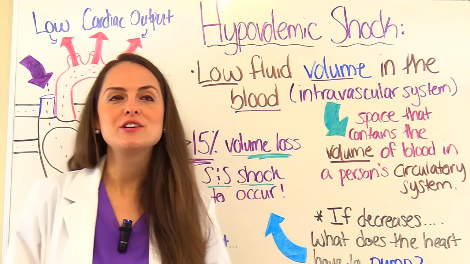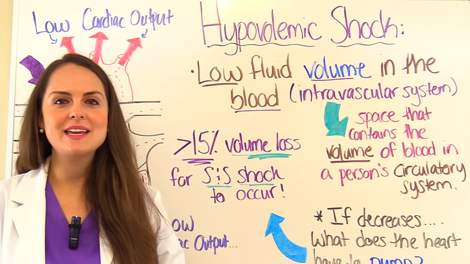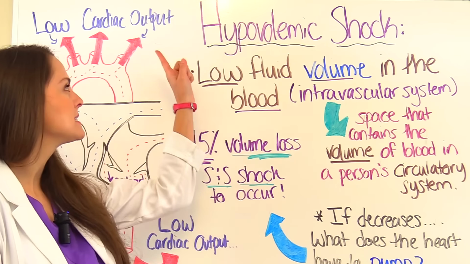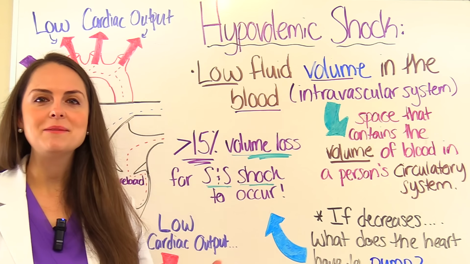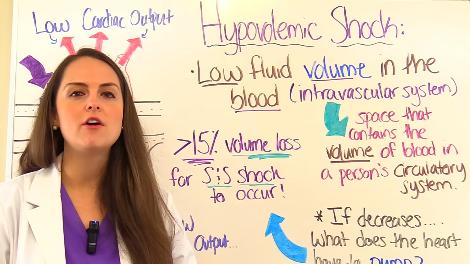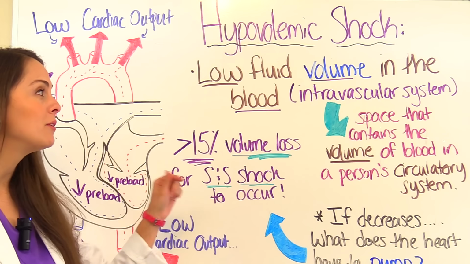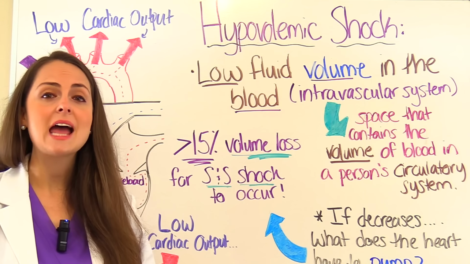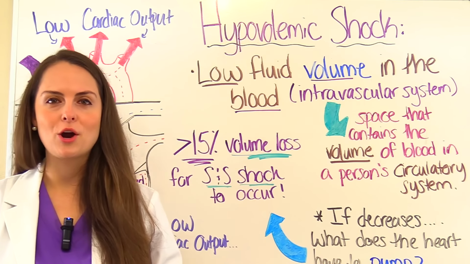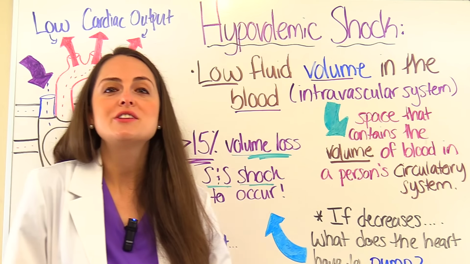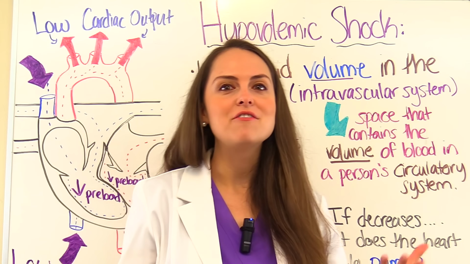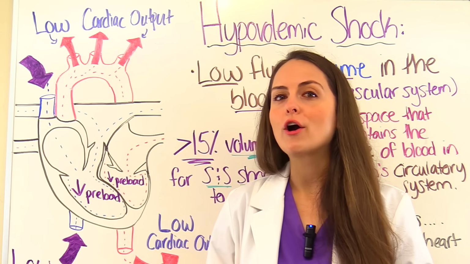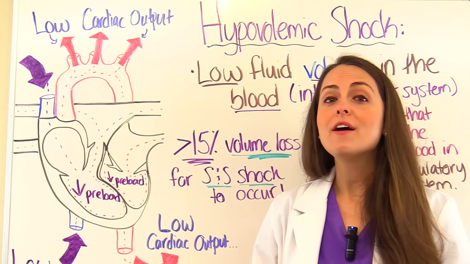Hypovolemic shock occurs when there is low fluid volume in the blood, hence where the name hypovolemic comes from. Hypo means low, vol means volume, and emic means blood. So we have low blood volume, and we're specifically talking about the blood volume in the intravascular space. And this space contains the volume of blood in a person's circulatory system. So if we deplete that volume of blood in a person's circulatory system, what does that leave that heart to pump throughout the body? Not very much.